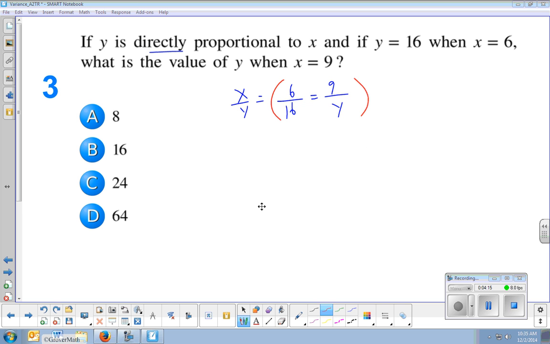This is taking forever to load. Let me just do this for you on the side.